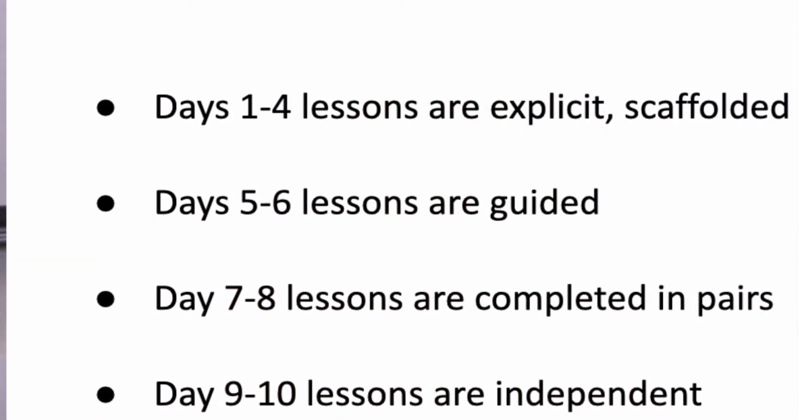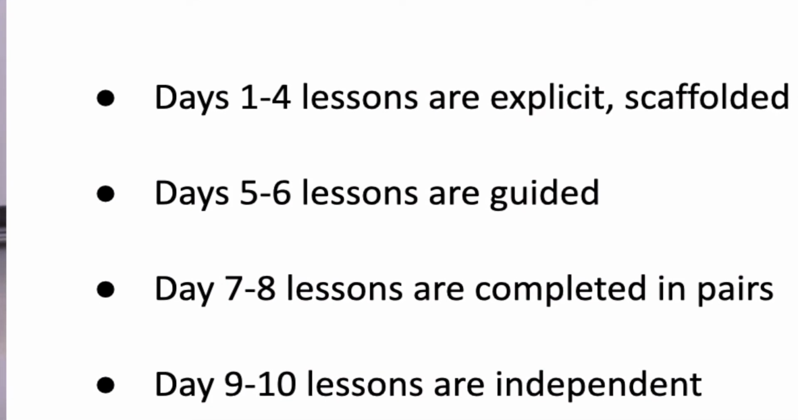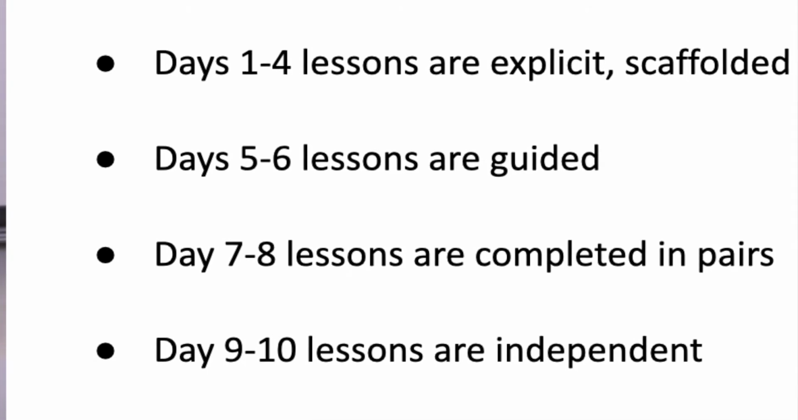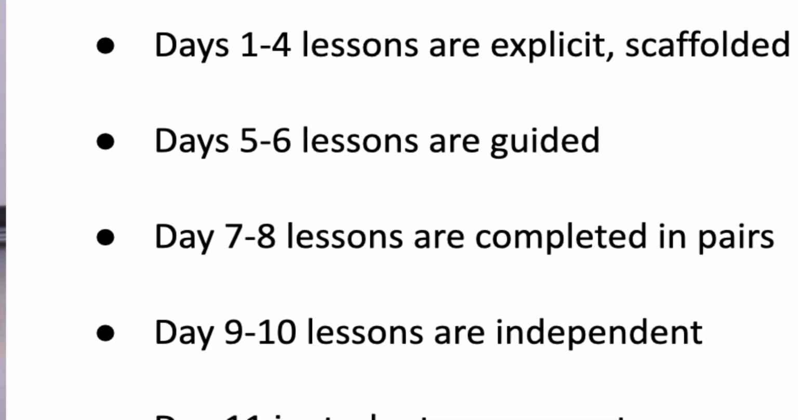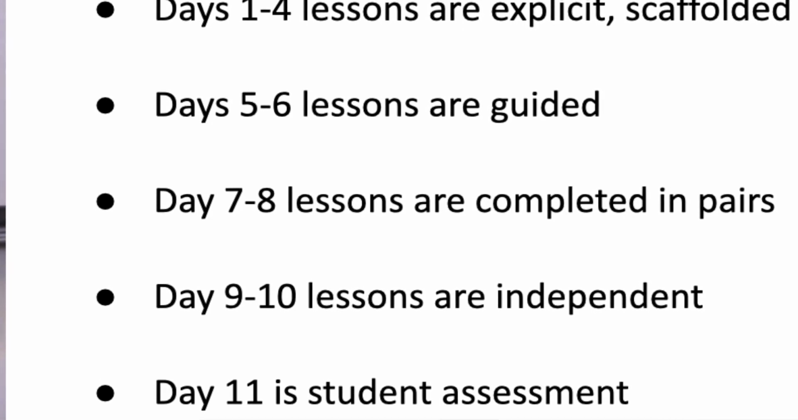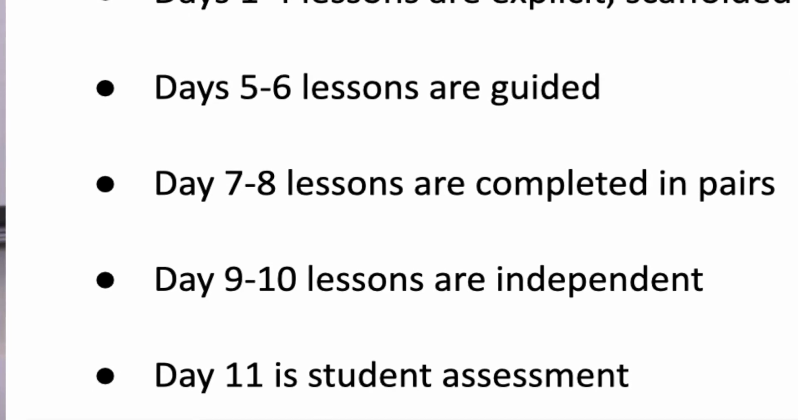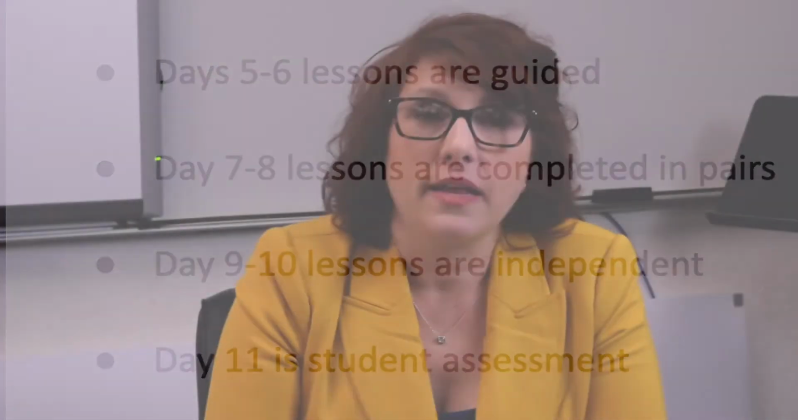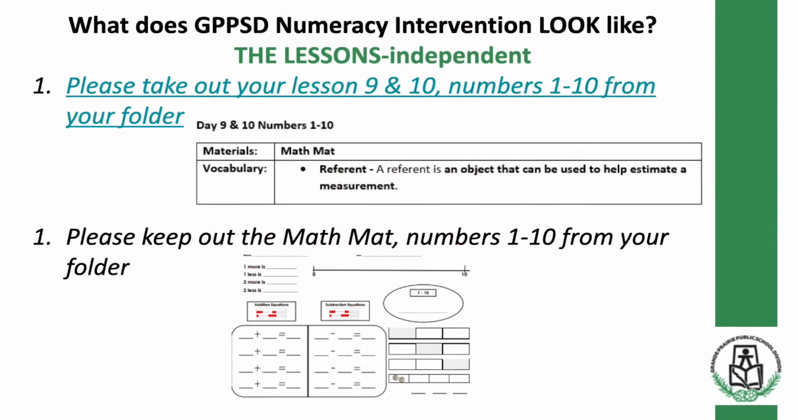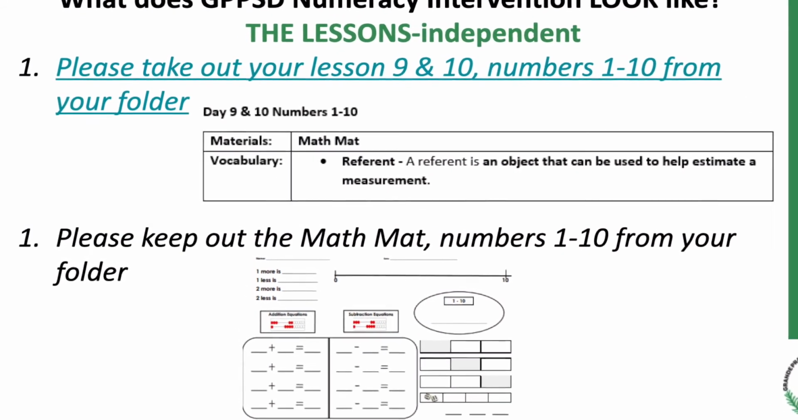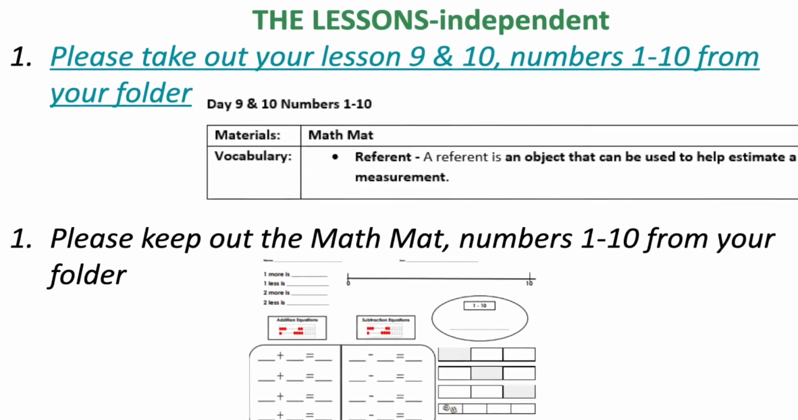Days 7 and 8, students are matched in pairs, and they are given a math mat to work on collectively. The students are matched for their commonalities, if possible. Our day 9 and 10 lessons are then independent. So each student will be given the math mat that they have seen throughout these 2 weeks. However, each student will be given a different number. And so they are to be working with that number independently on their specific math mat.